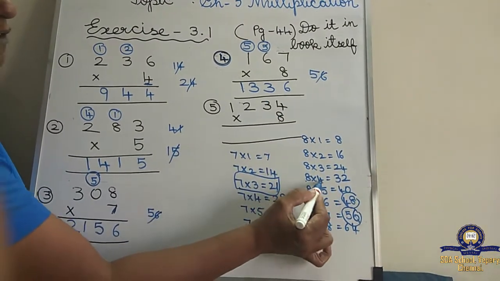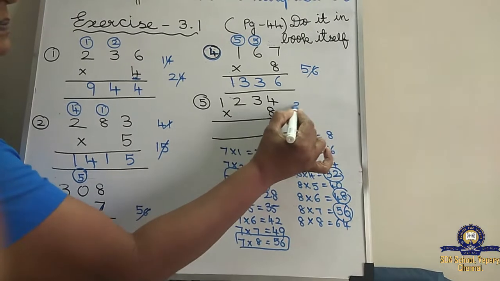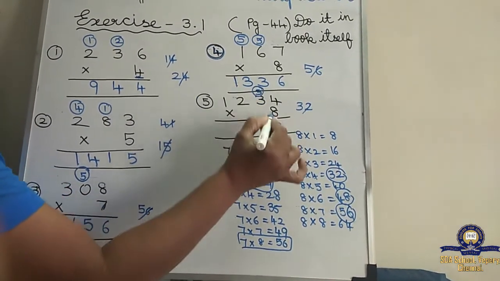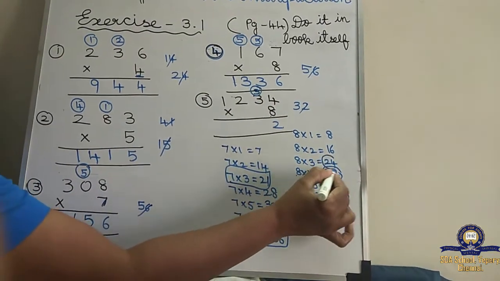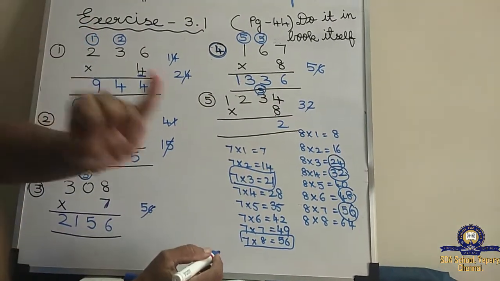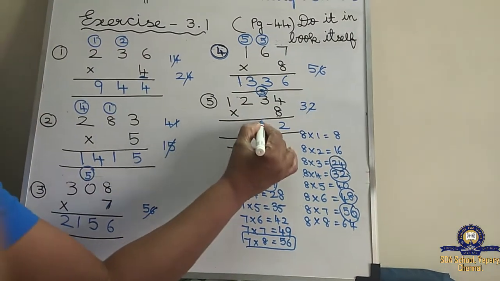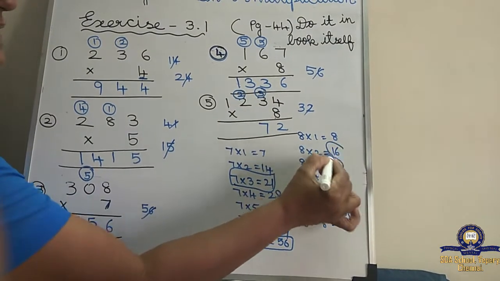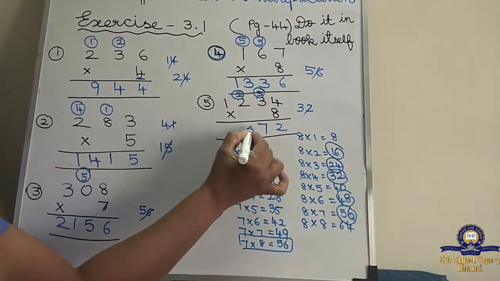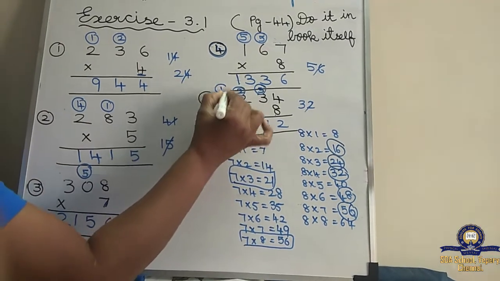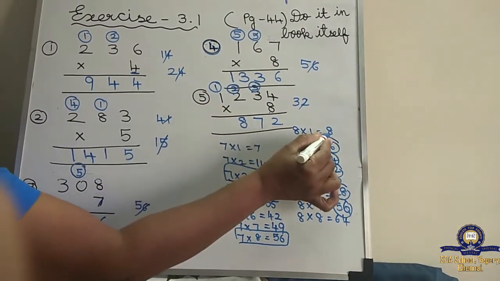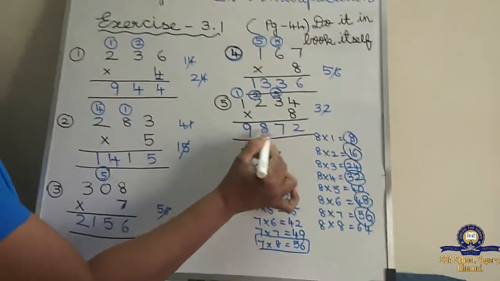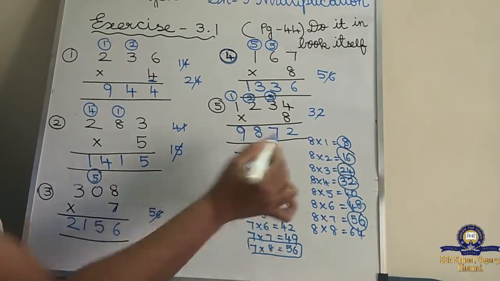Likewise here also the same table. 8 4s are 32. So you have to write 2 here and 3 here. 8 3s are 24. 24 plus 3 is 27. 8 2s are 16. 16 plus 2, 18. 8 1s are 8. 8 plus 1, 9. So what's the answer? 9872.